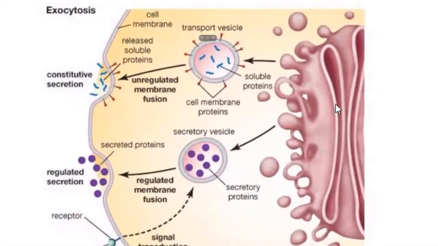Then the Golgi body will modify it, make sure it's a fully functioning protein. Then it will create a vesicle, something like this, called a transport vesicle. And then the vesicle will move out to the cell membrane and bind to it.